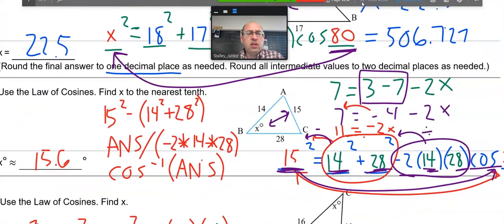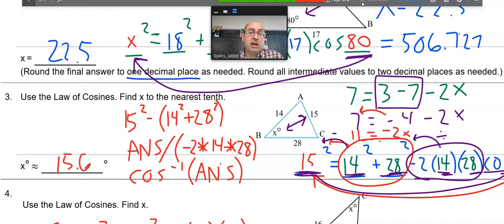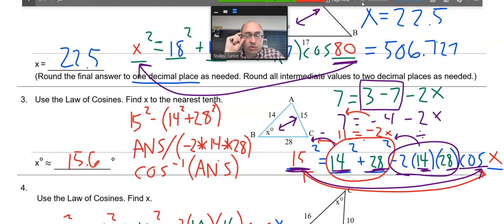Now, I want you to look at the calculator instructions that I like to use on my calculator. If it makes you feel better and you want to figure out what 14 squared plus 28 squared is and write that number down, then be my guest. But I don't really need that information. So look at what I'm doing. I'm telling my calculator right here, 15 squared minus the quantity, use parentheses, 14 squared plus 28 squared. When I do that, it spits out a number. Just hold that number in your calculator.